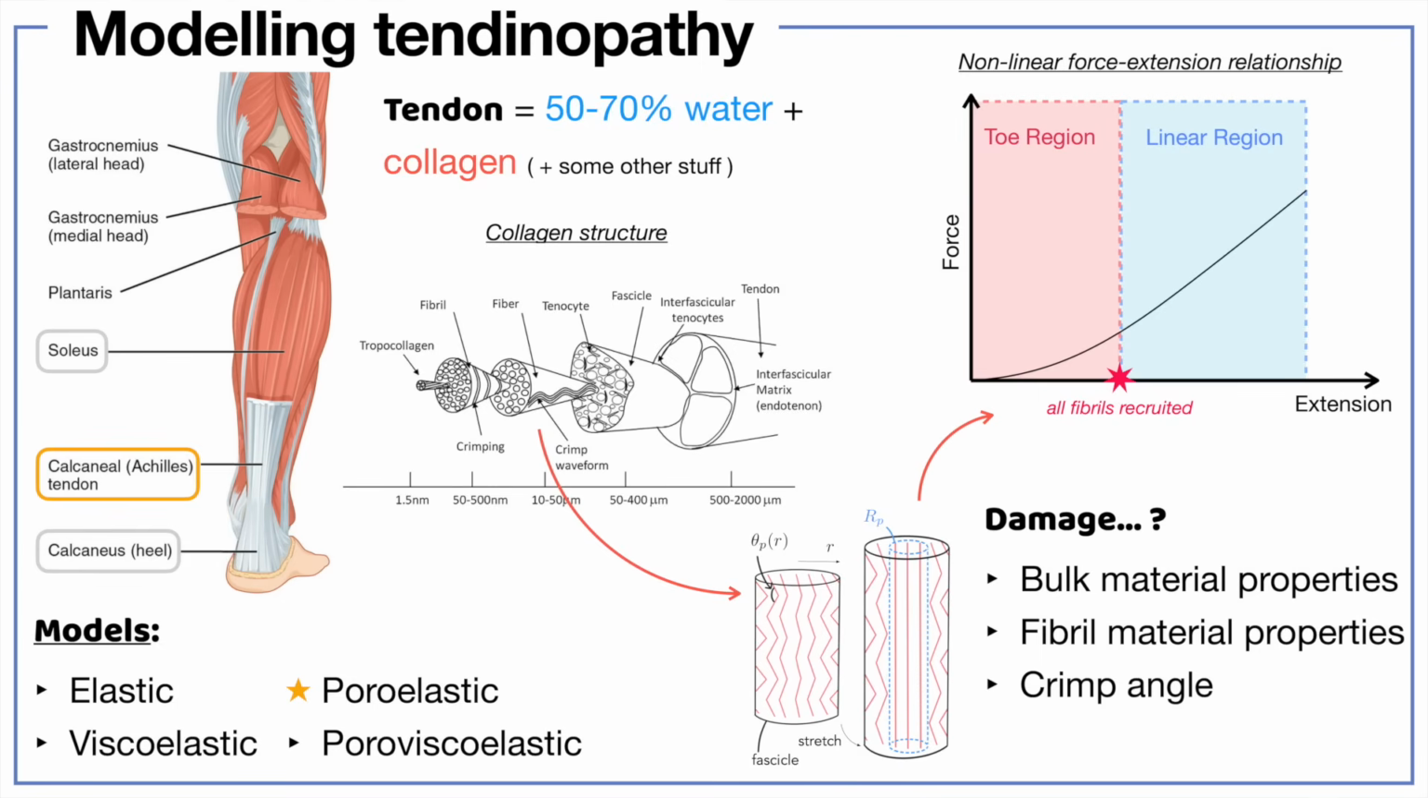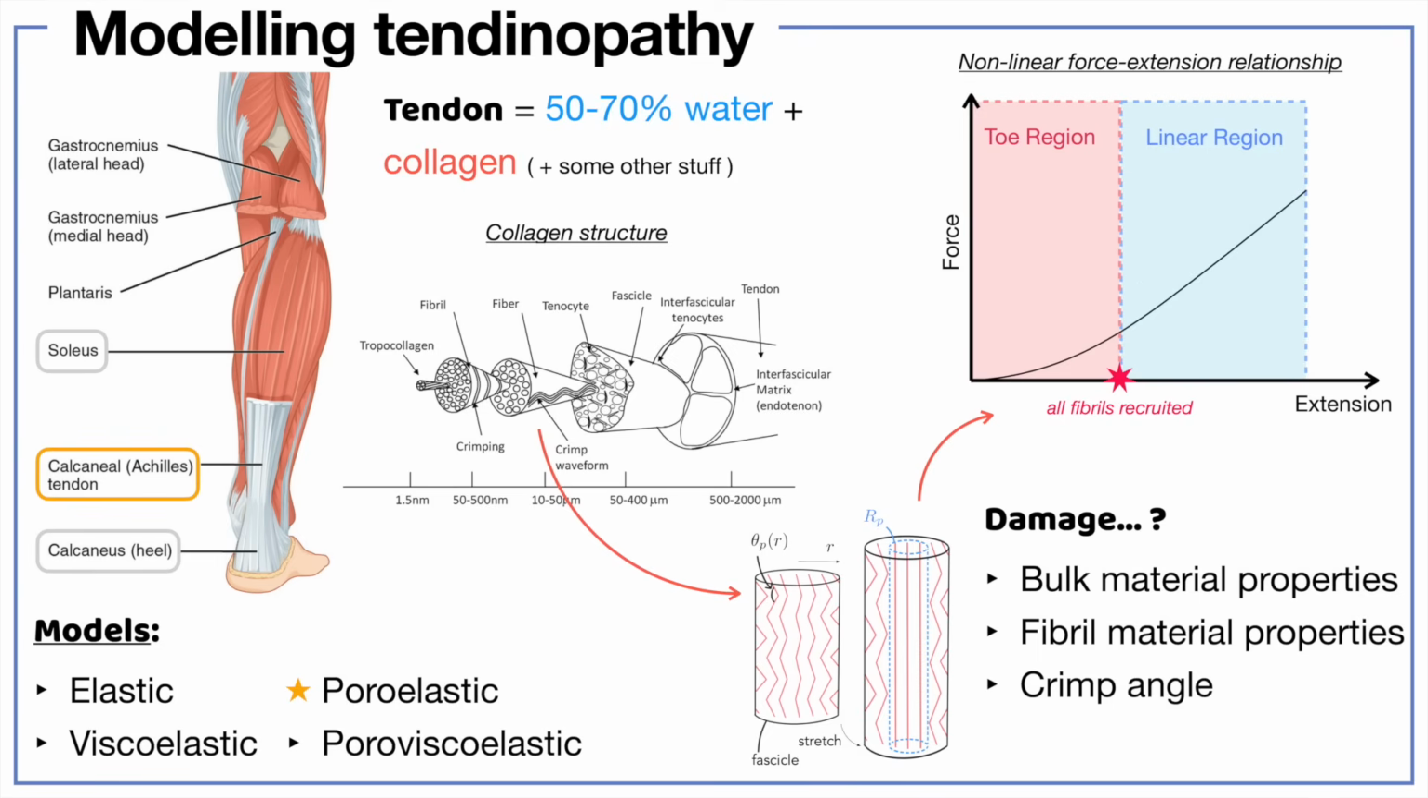And so what we'd like to do instead is go into the collagen structure. In particular, it has this hierarchy of lots of collagen subunits, and in particular the collagen fibril, which has this crimped wavy structure that you can see here. And basically that means that when you pull on the tendon, the fibrils first need to uncrimp. They need to be straightened out before they start bearing load. And so that's going to affect the mechanical function of the tendon as a whole.